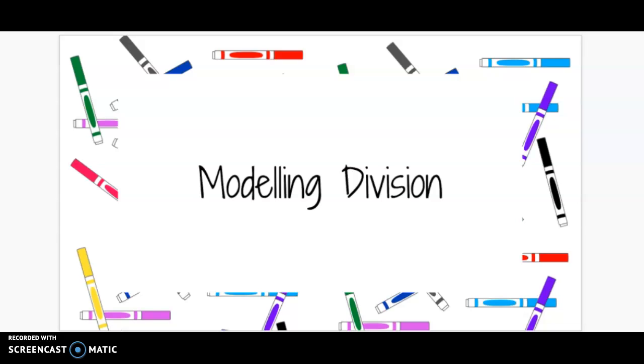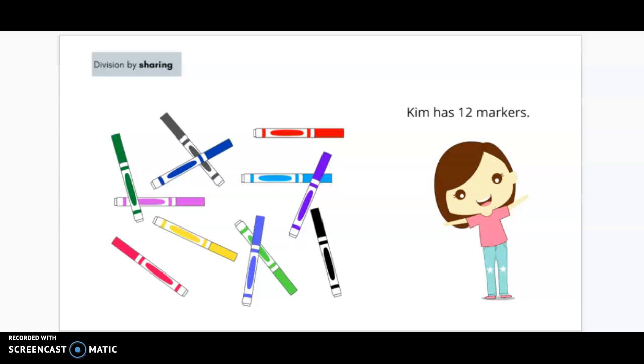Modeling division. So we're going to talk about division by sharing. And when we share things equally, then we are dividing them.